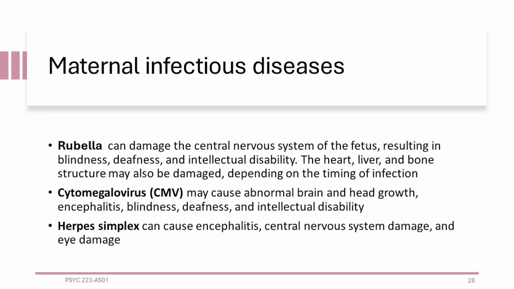Cytomegalovirus can cause abnormal brain and head growth, encephalitis, blindness, deafness, and intellectual disabilities. Herpes simplex can lead to encephalitis, damage to the central nervous system, and eye problems.